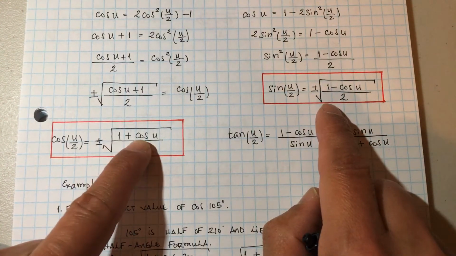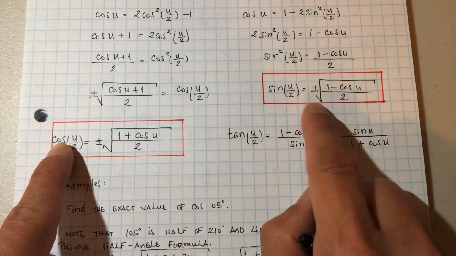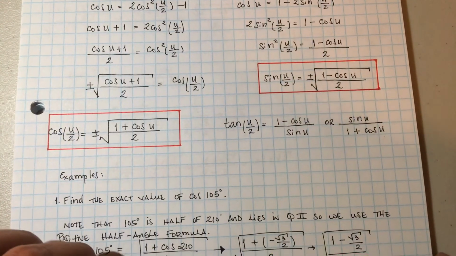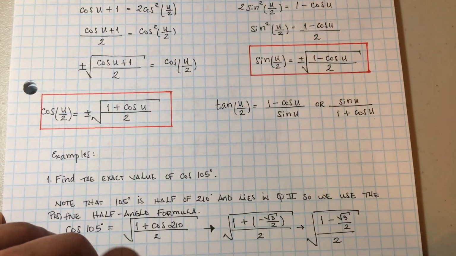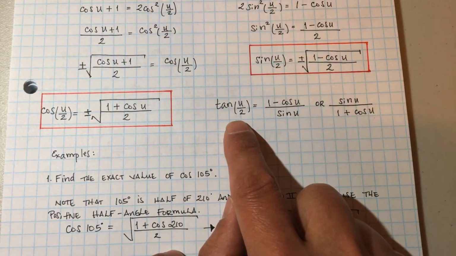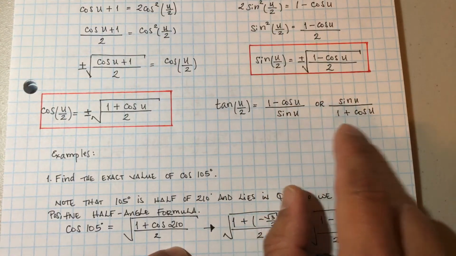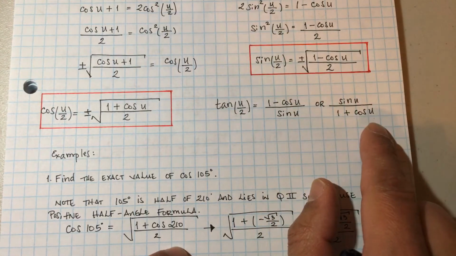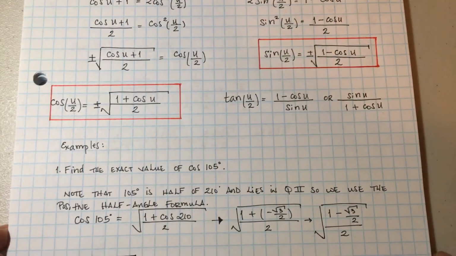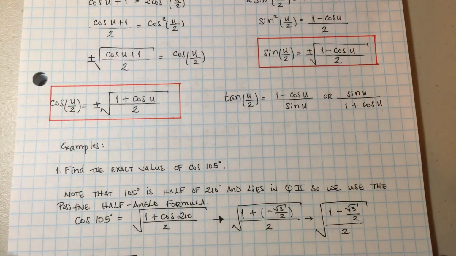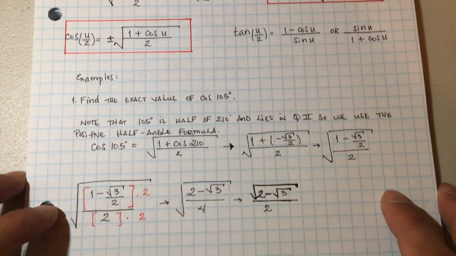You see how it's 1 plus cosine of u for cosine, and then 1 minus cosine of u for the sine angle. I didn't do tangent just for the sake of time, but this is what it would be. The half angle of tangent is 1 minus cosine u over sine u, or sine of u over 1 plus cosine of u. And unfortunately, that's just one of those things you're going to have to memorize as well. So let's look at some examples.